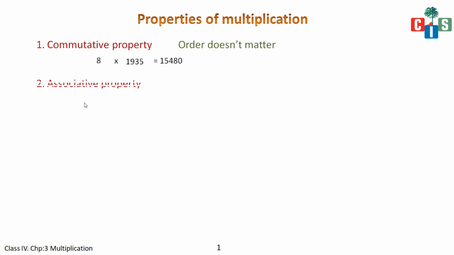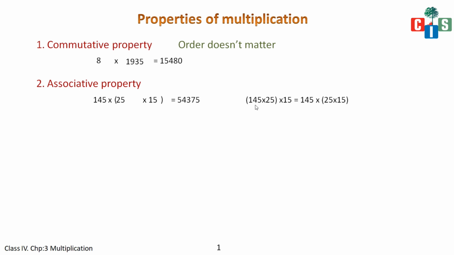The next property is known as associative property. Associative, as the name suggests, association means group. So I can say that the grouping will not matter. See, the number is 145 multiplied by 25 and the whole multiplied by 15 is equal to 54,375. But when I regroup the number, that is reassociate, that is 25 and 15 I have put in one group, the answer remains the same.